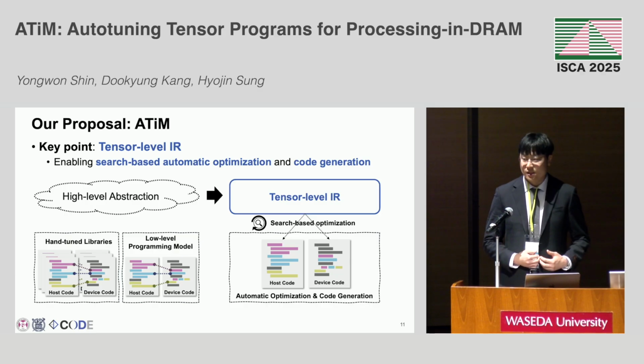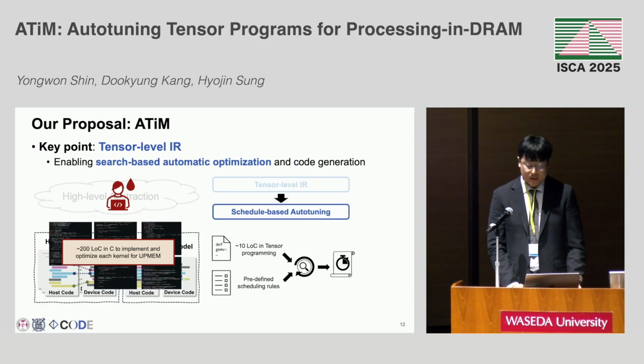Our key insight addressing these limitations in the current software stacks is providing an expressive, extensible, high-level abstraction layer. Tensor IR is a natural fit as tensor computations are among the key operations accelerated on PIM hardware. Although the concept of adopting tensor-level IRs for PIM has been proposed previously, our goal is to fully automate code generation and optimizations using tensor-level IR. First, it enables schedule-based auto-tuning. Using just a few lines of code and simple scheduling rules, it can capture powerful optimizations.